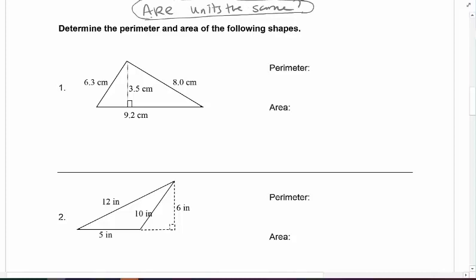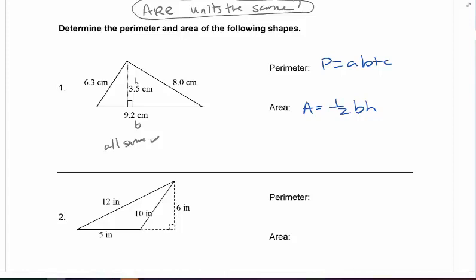So looking at number 1, this is a triangle, and all of them are in centimeters, so I'm good. So all are the same. This is my base, okay? This is my height, just so we're clear. So perimeter is equal to A plus B plus C. Area equals 1/2 base times height.